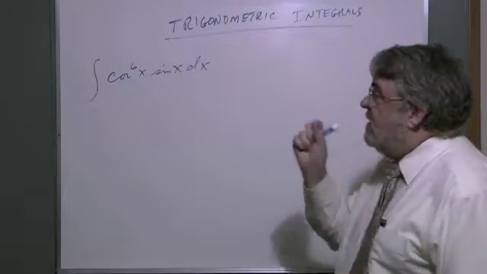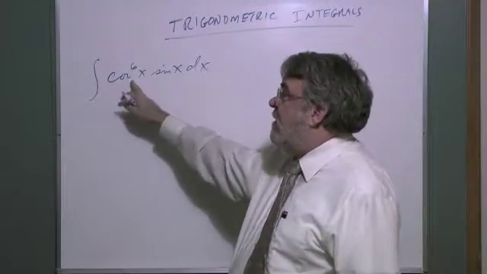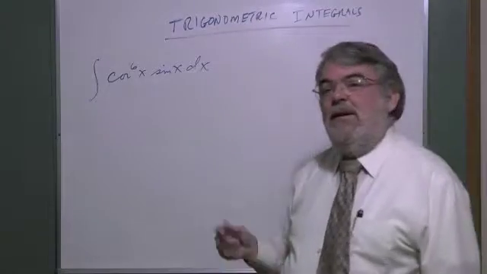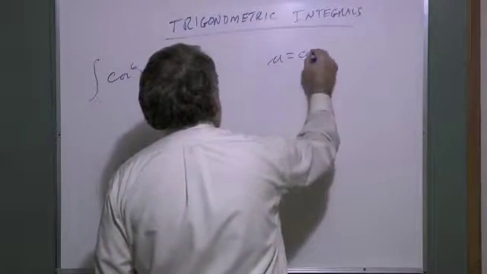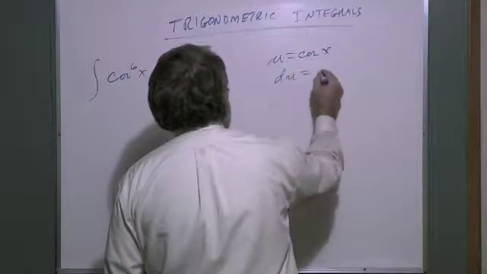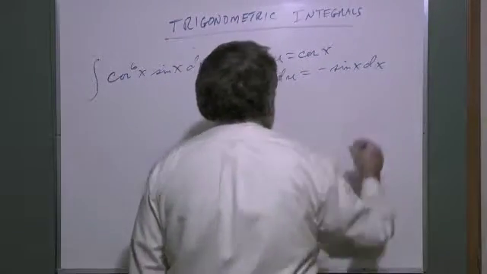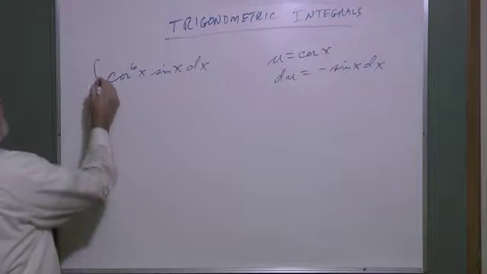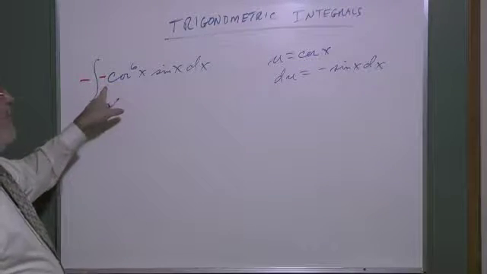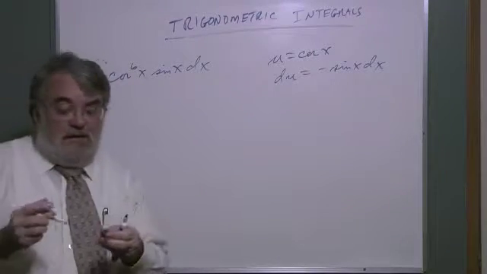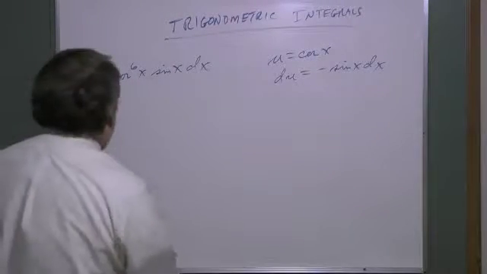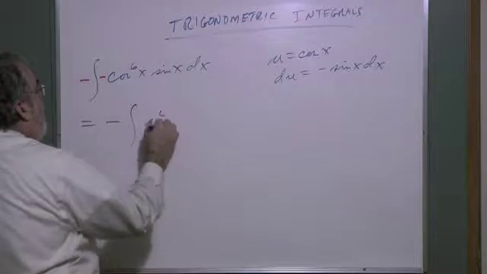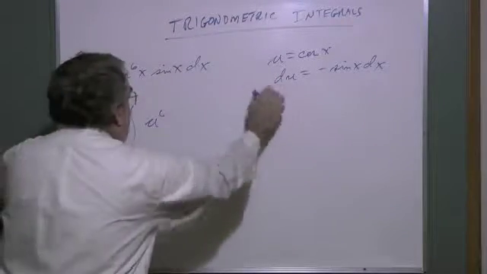The key is that the derivative of cosine is minus sine x, so I'm going to let my substitution variable be cosine. We'll let u equal cosine x, then du would be minus sine x dx. So I'll put a negative inside here and a negative on the outside to compensate, then I've got this minus, and here is u to the 6th power, and negative sine x dx is du.